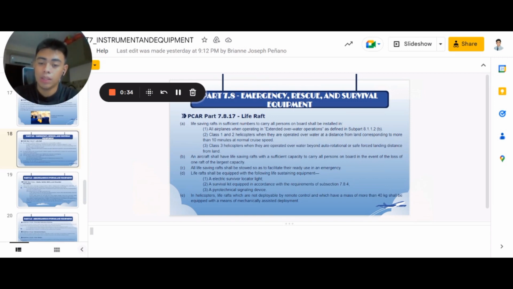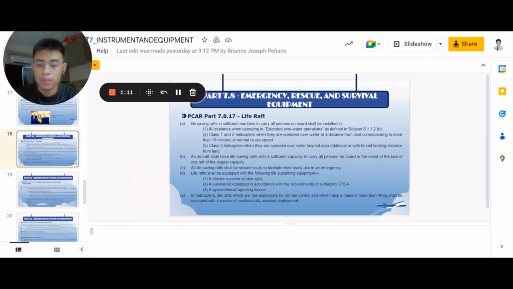Dapat Class 1 and Class 2 helicopters, meron din nito, and that the distance from land that they should be corresponding for more than 10 minutes at normal cruise speed. Class C helicopters when they have operated over water beyond autorotational or safe forced landing distance from land. So, dapat in all aircrafts, merong life-saving rafts, no? Kasi, once na walang life-saving rafts ang aeroplano, paano yan kapag nag-emergency landing ng isang plane sa tubig, edi wala, lunod, di ba? So, napaka-importante nito, ito nitong life rafts sa bawat airplane na masasakyan natin in the future.